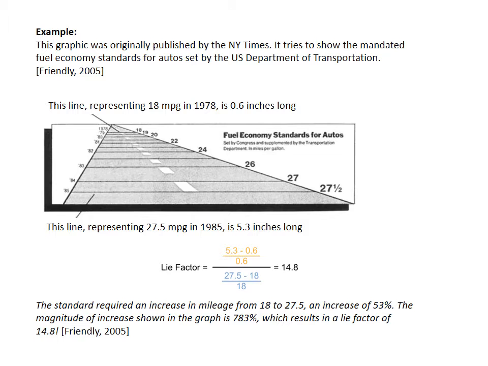But it's much smaller than the increase shown by the difference in size of these horizontal lines going from 1978 to 1985. The image itself suggests that cars are much more significantly fuel efficient in 1985 than they were in 1978. And the data actually suggests that while there was an increase in efficiency, it wasn't quite as big.